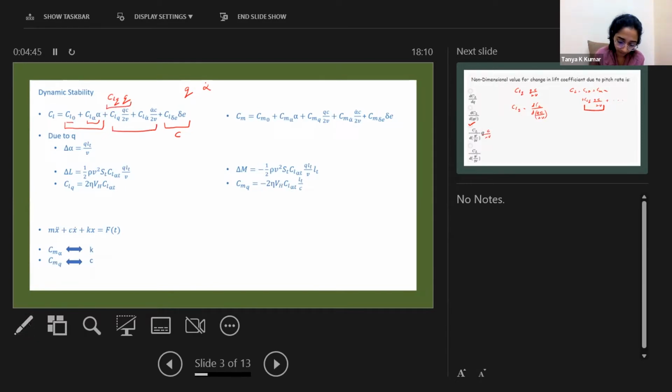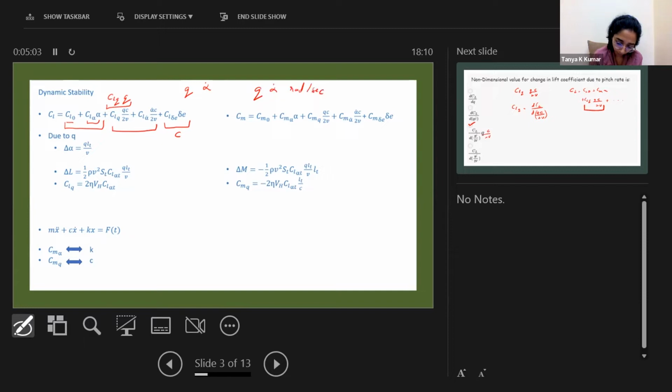What we use instead is we non-dimensionalize the Q. Q is radian per second. That is the pitch rate, the rate of change of the pitch of the aircraft, okay? So how you pitch the aircraft, how much it changes per second. So radian per second. Q and alpha dot both are radian per second.